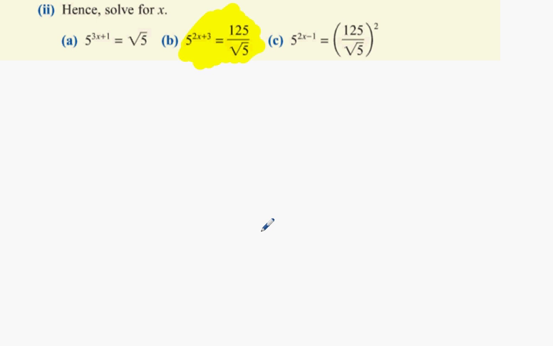Alright, here's what we're going to do. 5 to the power 2x plus 3. What's 125? 5 to the power 3 in the factorised form, yeah? What's root 5? 5 to the power of a half. What's 5 to the power of 3 divided by 5 to the power of a half? Do I add them, multiply them? I subtract them. What's 3 minus a half?